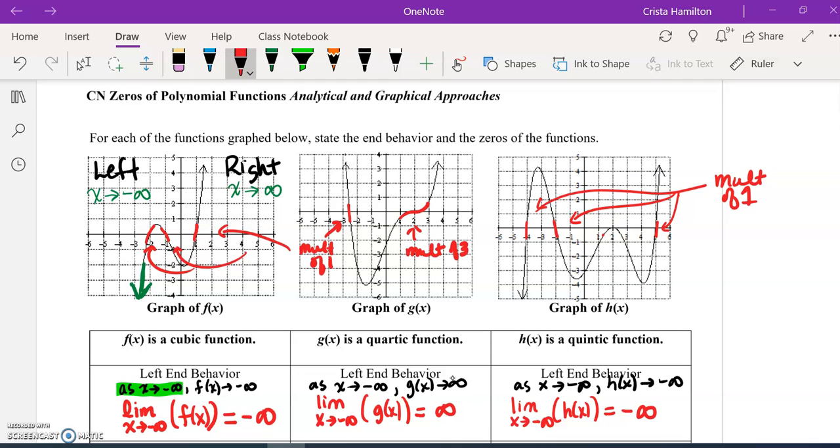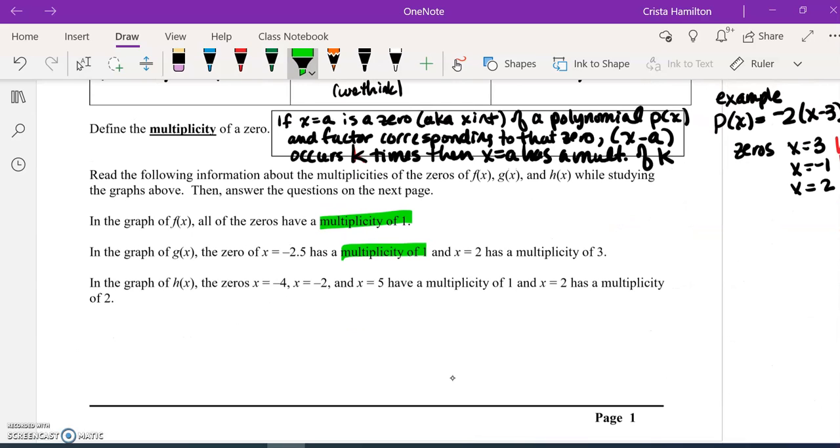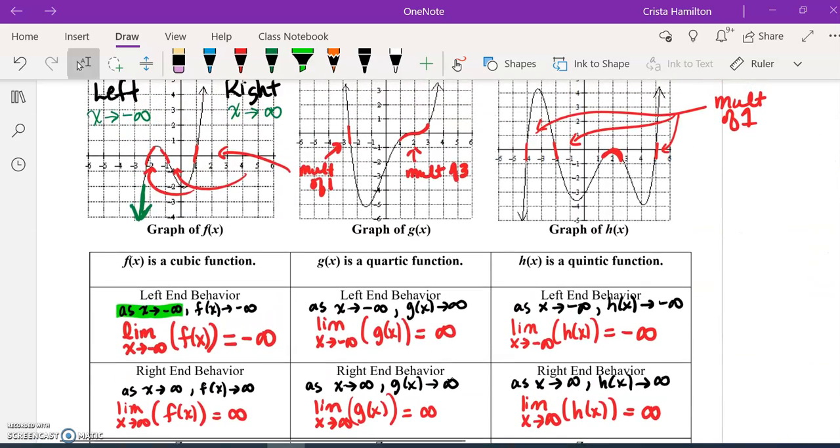But now notice here at 2, this has a very different behavior. So let's scroll down and see what it says about 2. Again, notice we said that the zeros -4, -2, 5 have a multiplicity of 1. But now 2 has a multiplicity of 2. And notice the behavior is different there. So what we want to be able to do is make this connection between what we know the multiplicity is and what we see occurring on the graph.